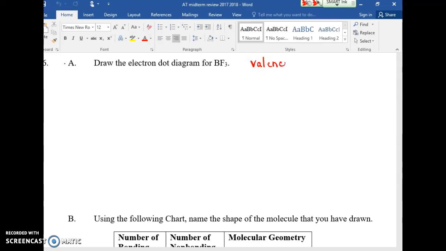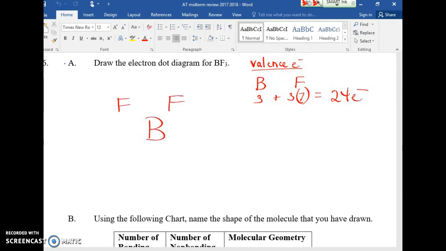Count up the total number of valence electrons that must be in the molecule. Boron has 3 valence electrons. We have 3 fluorines, so that means 3 times 7 in each of the fluorines. So when all is said and done, I have to have 24 valence electrons in my drawing. You draw the central atom. You surround it with the peripheral atoms. I'm positioning them correctly because I know how it looks.